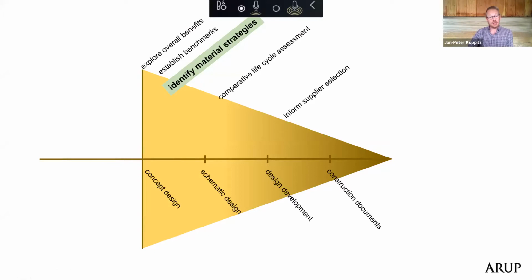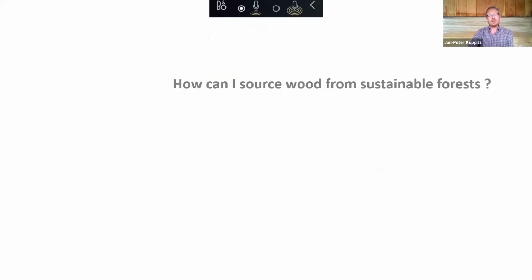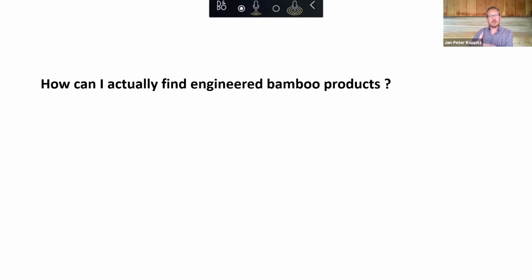So in today's session, we have with us Radha and Troy, and they're going to help us answer these questions that we as designers often have. If I source wood, how do I know it'll be from sustainable sources? And also, if I don't want to use wood, if I want to use other products, bamboo, for example, how can I actually find them? And equally, how can I specify them correctly?